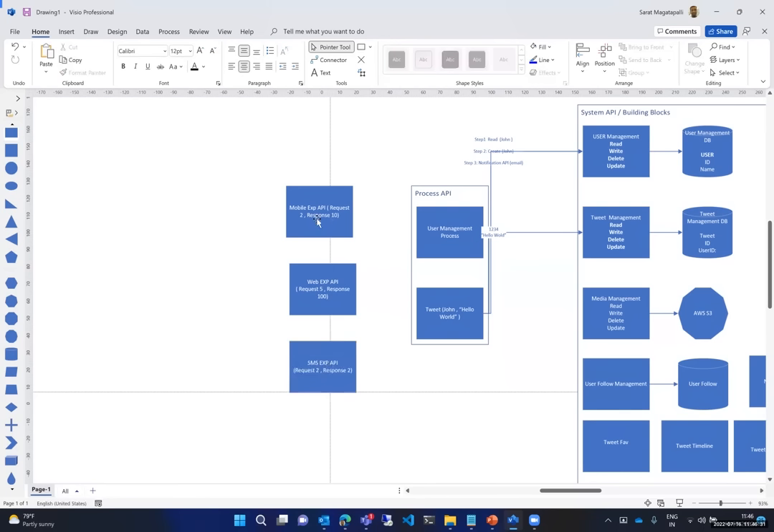So what we're trying to do here is, based on the channel or the client, filter the response to improve the performance for the customer. This we call an experience API.